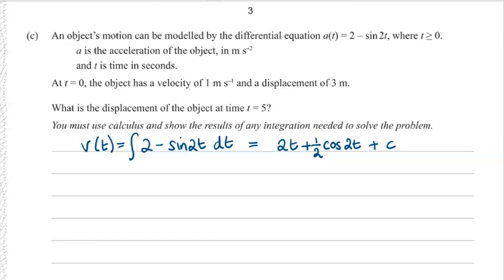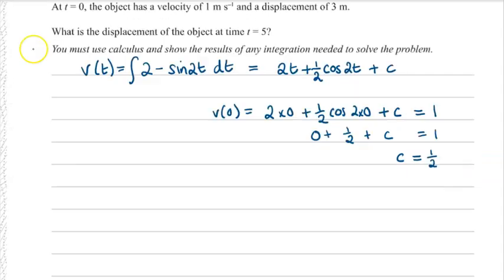Now we look back to the question to find where the information is that we can work out that plus c. So when t is 0, the object has a velocity of 1. So we'll use that one to work out this plus c. So v of 0 is 2 times 0, t is 0, we're just putting that in here, cos 2 times 0 plus c, and we know that's going to be equal to 1. Now we work that through to work out c, and we get that c is a half.